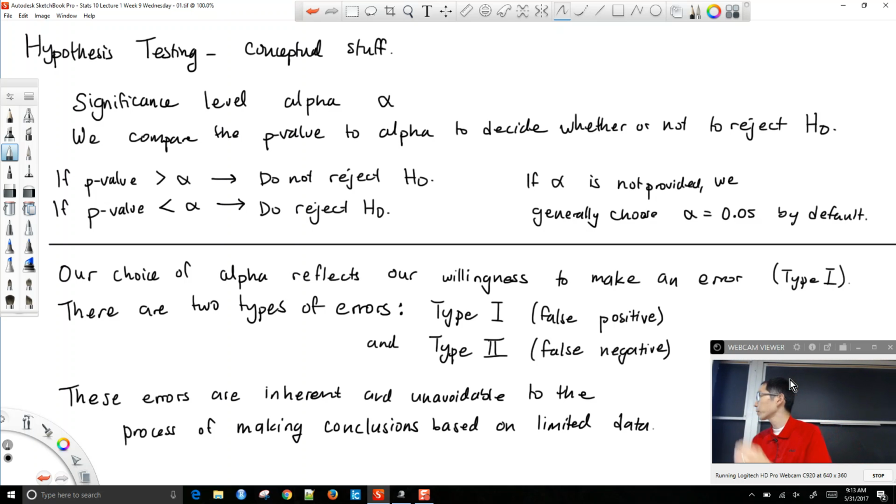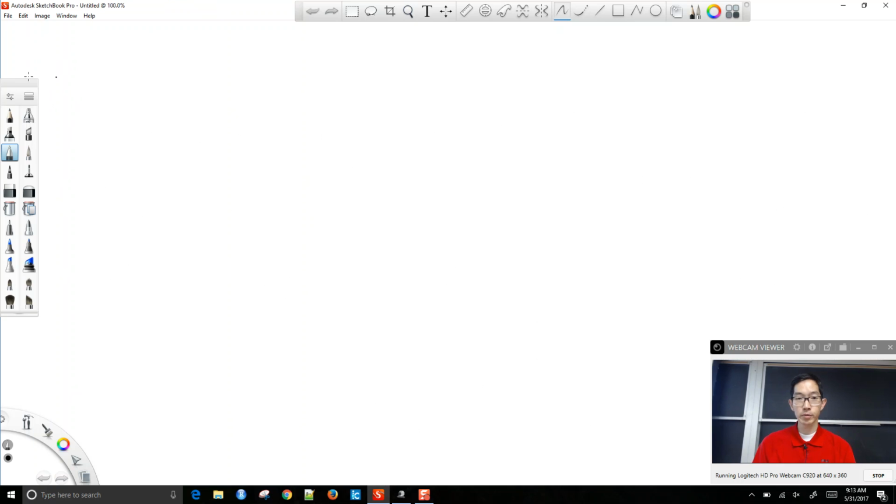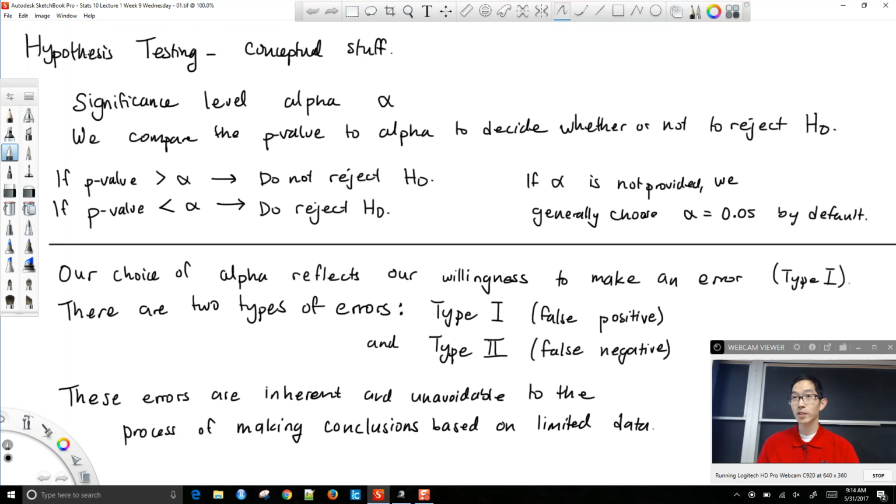Okay, so let me explain the type 1 error and the type 2 error. Well, first let me just talk about ideal scenarios. Do I need to flip back? I don't know if you guys got all of that written down.